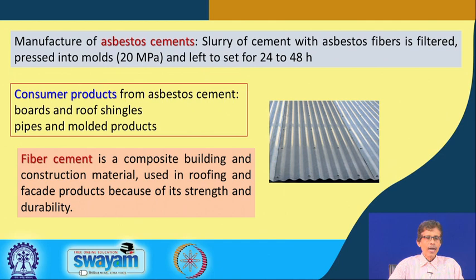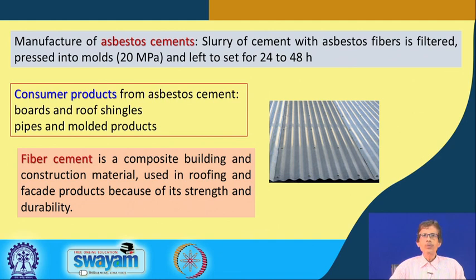So, we get the idea that asbestos is typically a fiber material, and the general term for this cement is fiber cement. So, what is fiber cement? Fiber cement is a composite building or construction material used in roofing and facade products. That means you can have the plaster of the walls also, because of its strength and durability. So, it is basically a value addition.